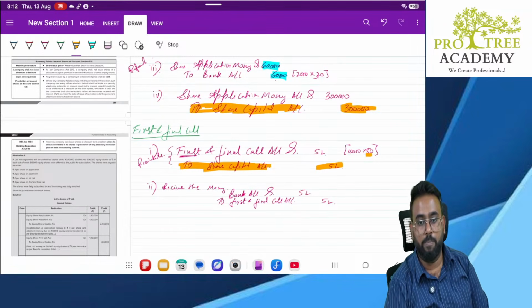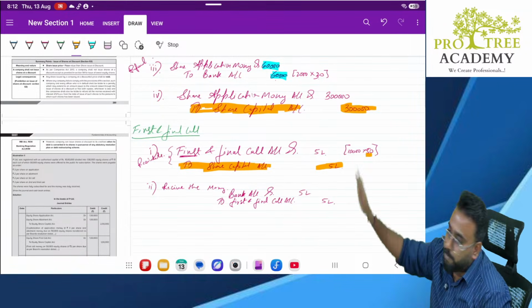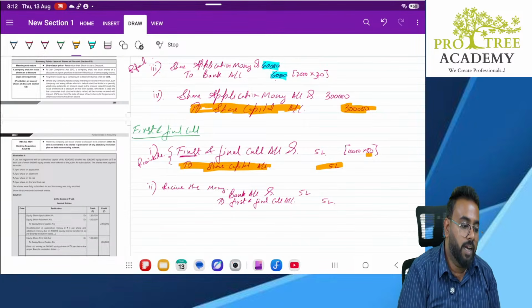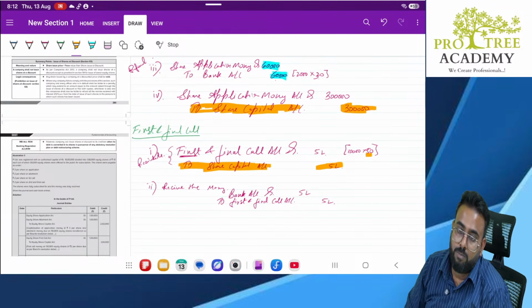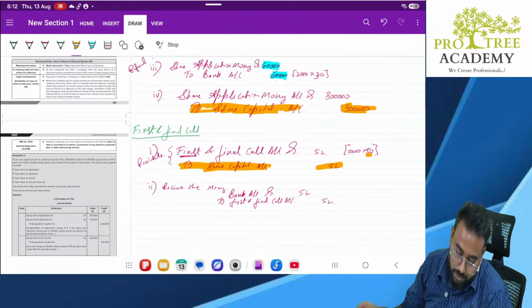So there can be multiple calls. Journal entry will remain the same. Clear? Yes? Okay.